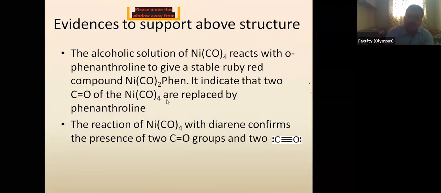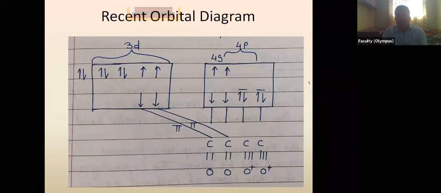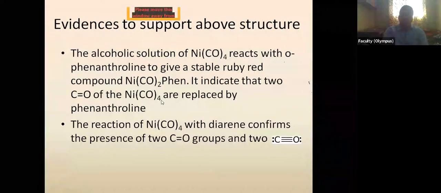These two carbonyls are strongly bonded because they are bonded by a double bond, sigma as well as pi bond. These two are strongly bonded. So these two carbon monoxides get replaced by orthophenanthroline only, whereas the other two remain as they are. Two do not get replaced. This indicates there are different types of carbonyl groups.